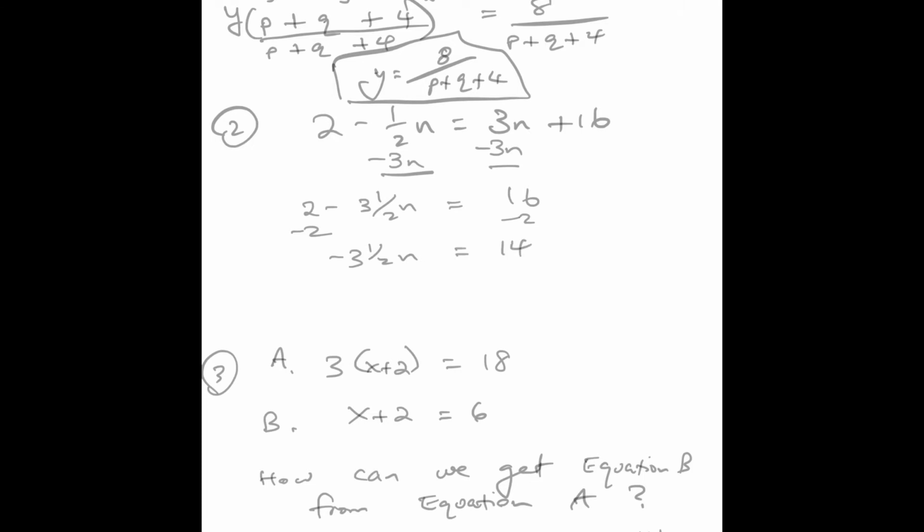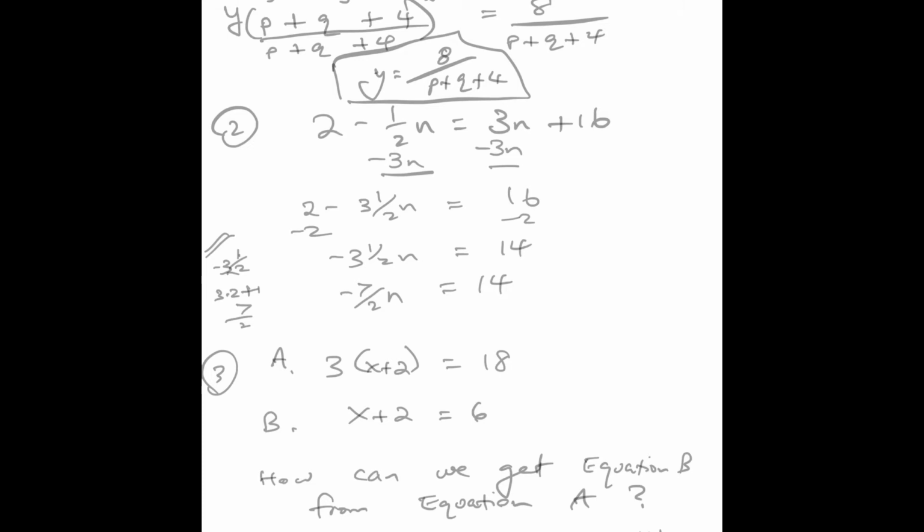Sorry for the sound in the background. I'm actually going to convert this to minus 7 over 2 n because it's hard to deal with a mixed fraction. And if you're wondering how I did that, if you remember, minus 3.5, I'm basically going 3 times 2 is 6 plus 1, so 3 times 2 plus 1 is 7, and I'm keeping the bottom. Negative 7 over 2 n equals 14.